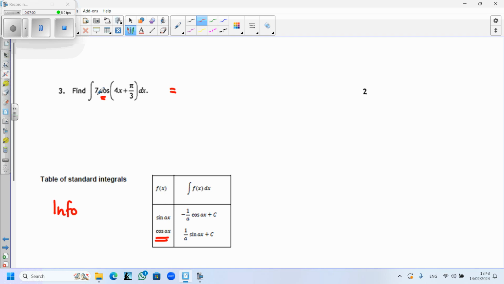So first thing we do is we just write that 7 down. Okay, it's sitting in there, just leave it there. Integral of cos becomes sine. So we'll put in sine. The angle stays the same, so in the bracket you've got 4x plus pi over 3. Now we'll go back to this. Whatever is with the x, you divide by it. So the number with the x here is a 4, so we're going to divide the whole thing by 4. And of course, when you take an integral, you must put in a plus c.